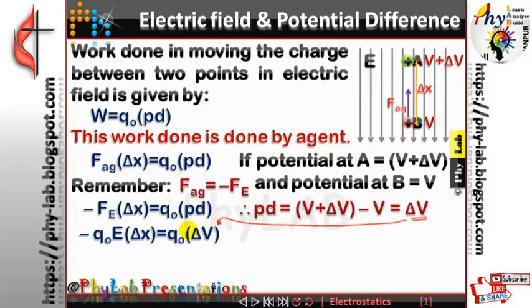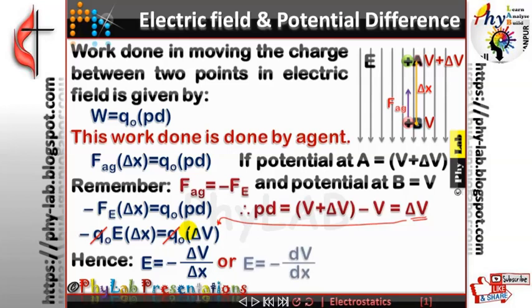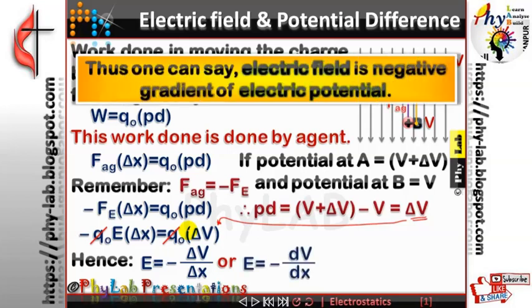Now friends, Q naught and Q naught are the same, they cancel out from both sides, so I get a relationship between electric field and potential difference as E equals minus delta V by delta x, that is, electric field is the negative gradient of potential. In calculus notation I would write it down as E equals minus dV over dx. So electric field is the negative gradient of electric potential.